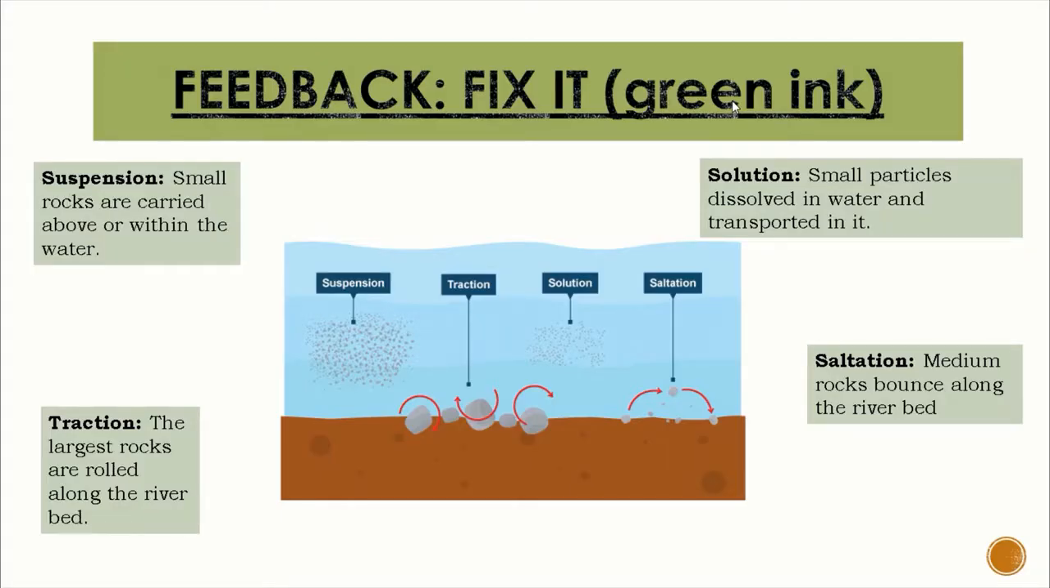Okay, welcome back. You should have your diagram labelled as my one is in front of you now, with the 4 main types of transportation. I have also summarised what each of these types of transportation are and how they are occurring. So we'll start off by talking through suspension. So suspension is where small rocks are carried above or within the water. So this can be seen here.